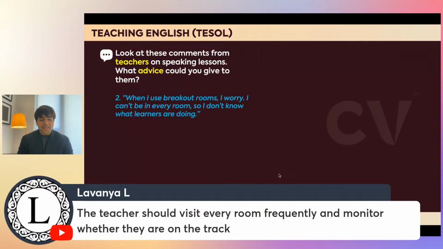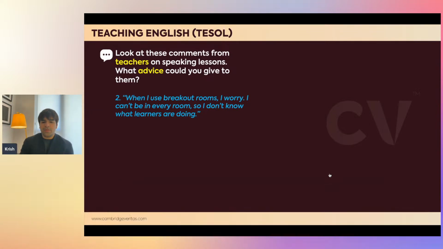Lavanya says the teacher should visit every room frequently and monitor whether they are on the right track. Okay, thank you, Lavanya. That's a valid point. What about other people? There are many things that you can suggest the teacher in this situation. What do you think? What advice do you have?